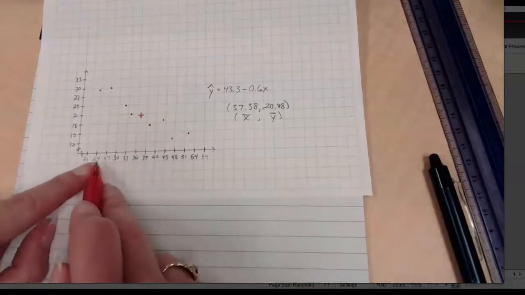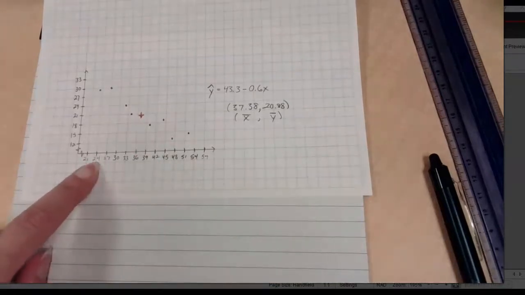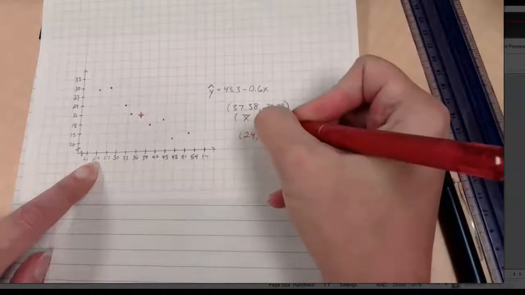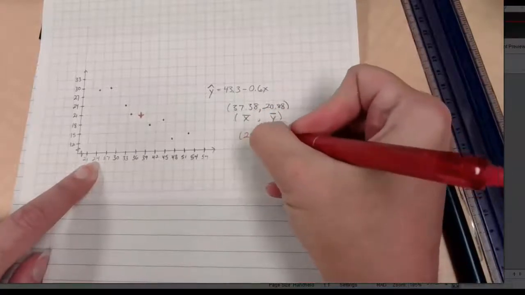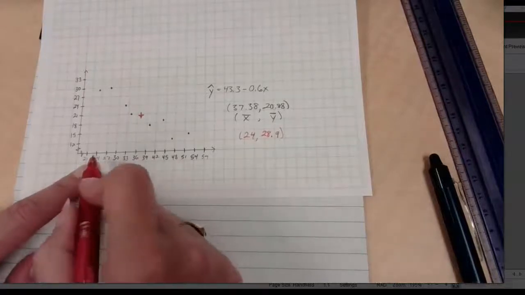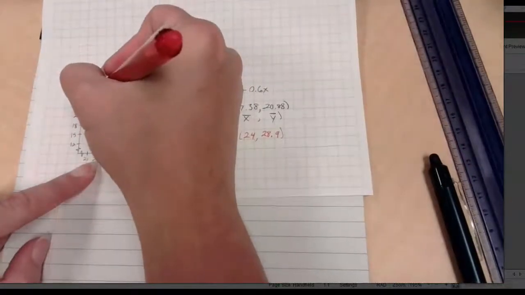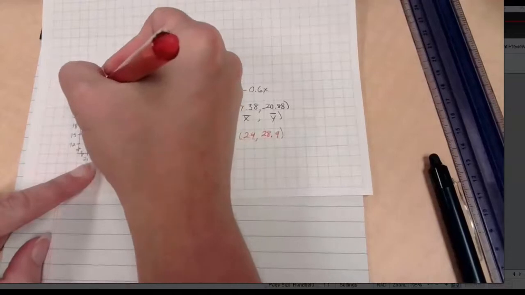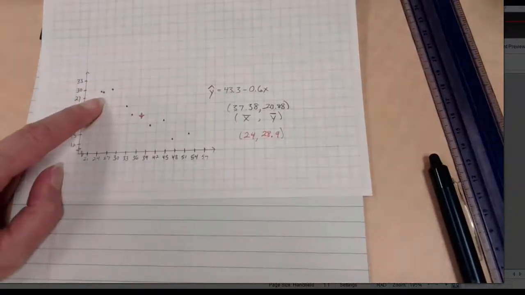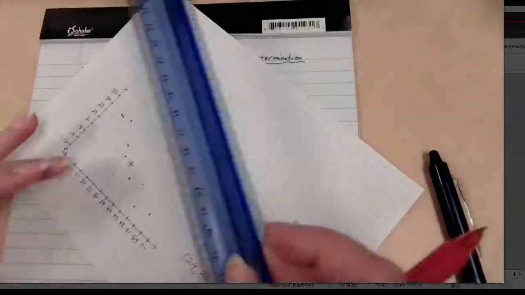Let's say I plug in 24. So what I'm doing right now is I'm saying, what is 43.3 minus 0.6 times 24? So if I plug in 24 into my equation, it will yield the number 28.9. And I'm going to use that as another point. So 24, 28.9. That's almost 29. That's about right there. Again, that is not an original data point, but it is one that is going to be on my best fitting line.